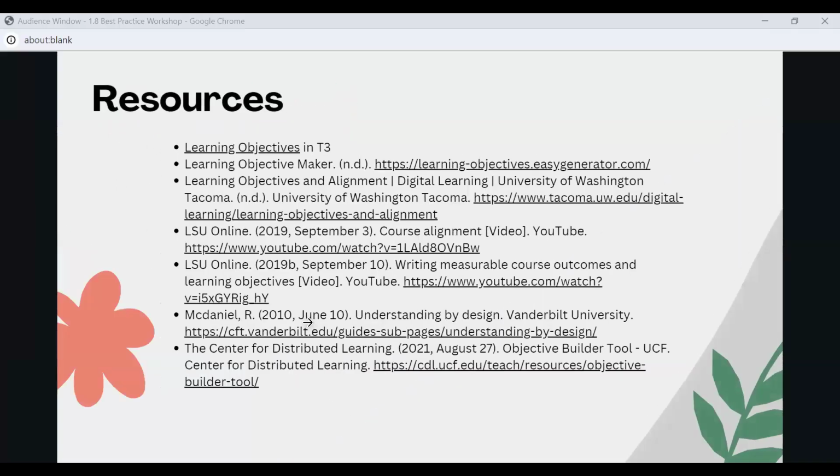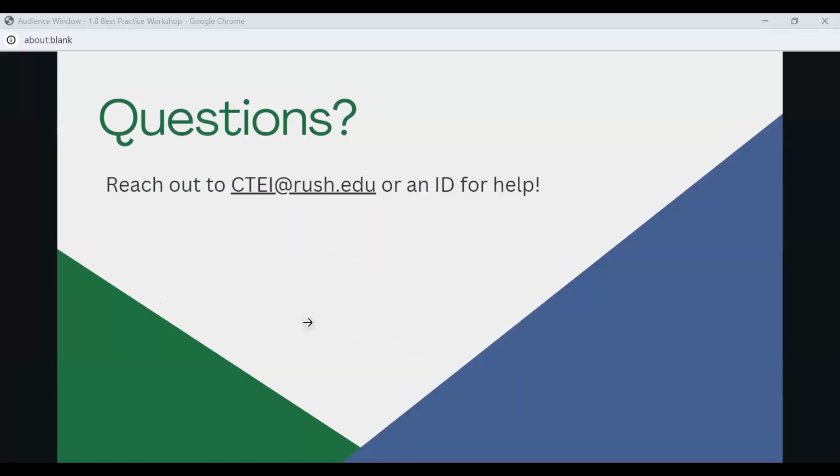I have a bunch of resources here, but if anyone wants to stick around for a minute or two, do you have any questions or suggestions that you'd like to add? Has anyone ever tried to evaluate your course for alignment? And maybe what kind of obstacles did you encounter, or any recommendations that you have for your peers?